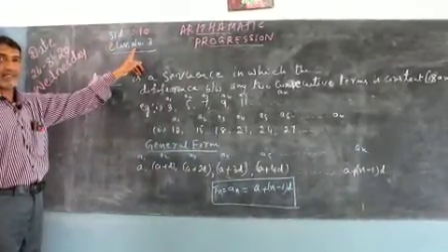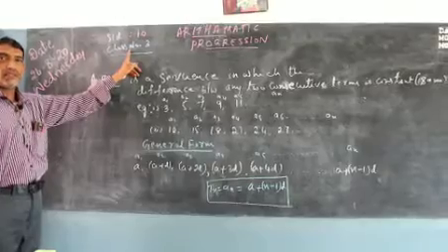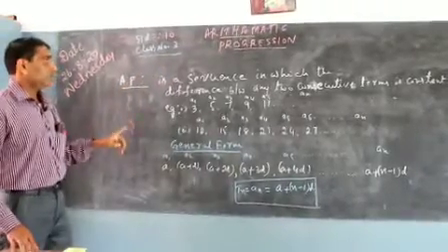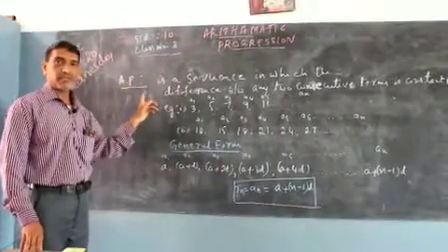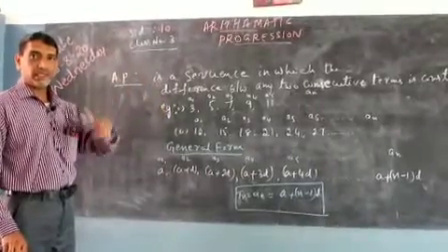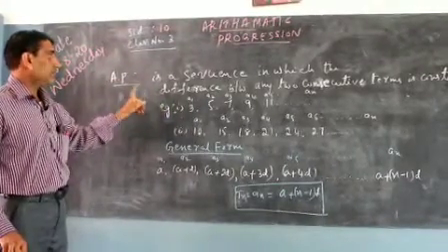Why am I saying class number 3? This is my continuous third class, children. In the last class we discussed arithmetic progression. Before we go to the next topic, let us recall what an arithmetic progression is.